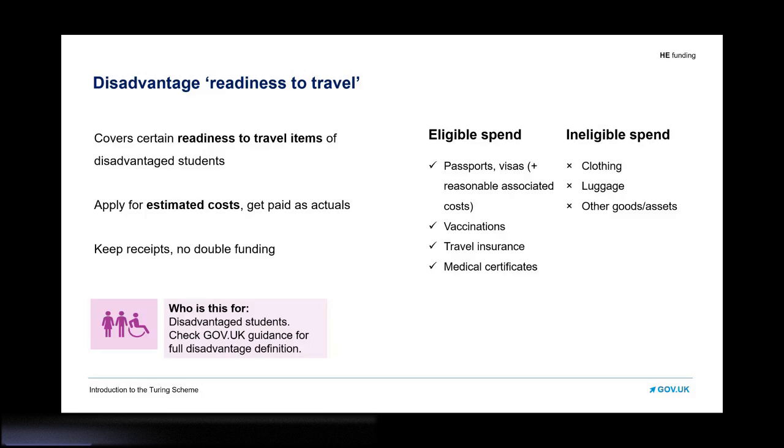If a student receives Disabled Students Allowance, DSA, do not request Turing SEND funding for costs already funded by their DSA. You may request Turing Disadvantage funding for costs not covered by DSA, for example, pre-mobility visits.